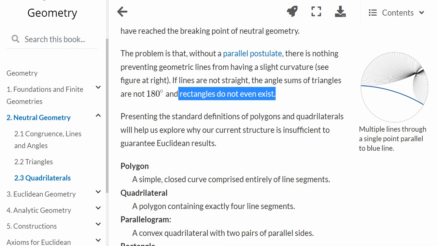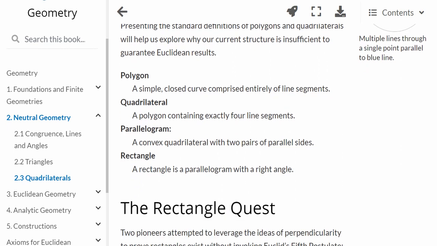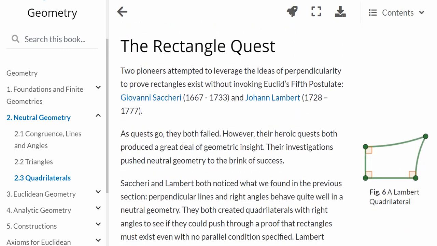Okay, and this is one of the key things: rectangles do not even exist in hyperbolic geometry. This idea that you can have a parallelogram with 4 right angles doesn't exist. We have to have a Euclidean geometry for it to be true. Same thing with the Pythagorean theorem. There is no such thing as a squared plus b squared equals c squared until we have a Euclidean geometry. And to have that, we need that Euclidean parallel postulate.